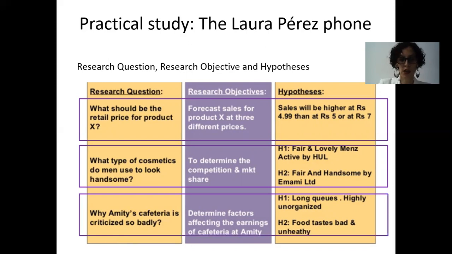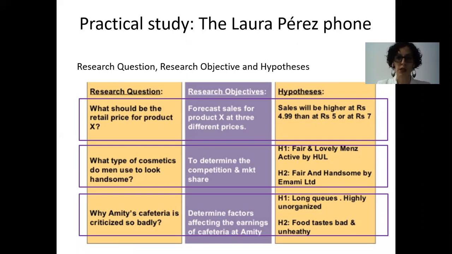A third comparison that we could look at is the research question, why is Amity's cafeteria always so badly criticized? The research objective is to determine what is happening in the cafeteria for it to be criticized so badly, and the factors that affect the earnings, because obviously their sales are going down. And a possible hypothesis could be that there are long queues, the staff is highly unorganized, people leave, and the quality of the food, it tastes bad, it looks bad, and it's very unhealthy.